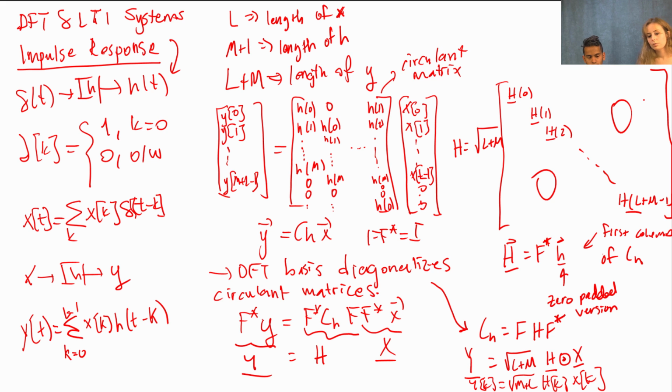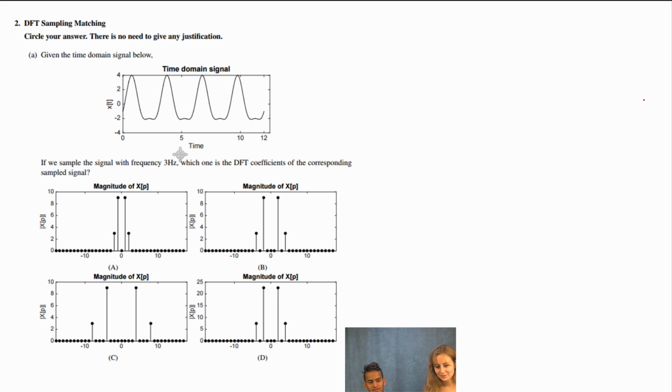All right, good. So we're going to do an example from a discussion right now. Sampling matching. All right, let's do it. Okay, so what do we have? We have a time domain signal that we sample with a frequency of 3 hertz. This is important.